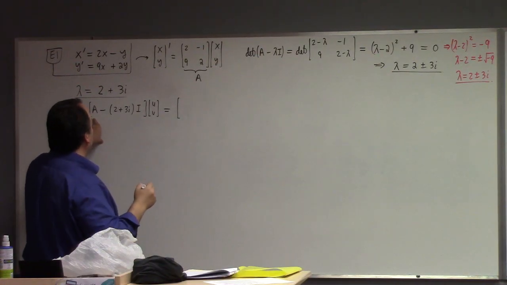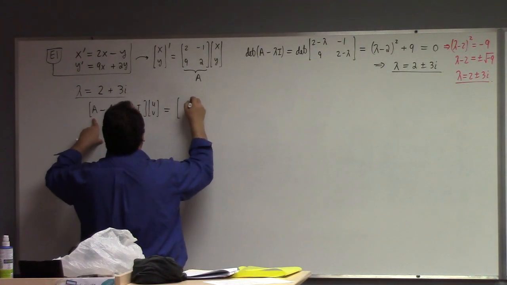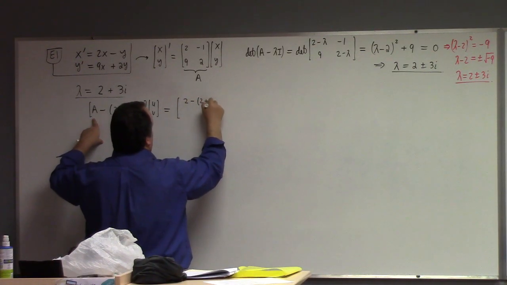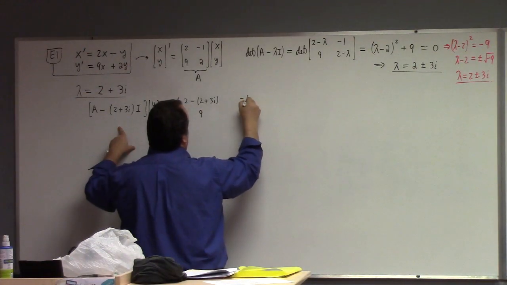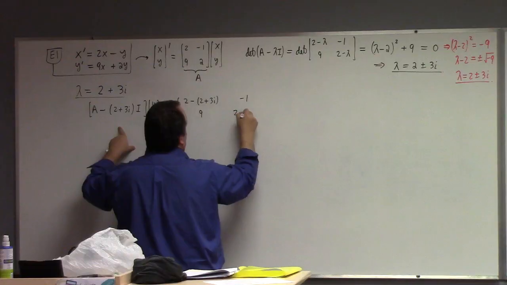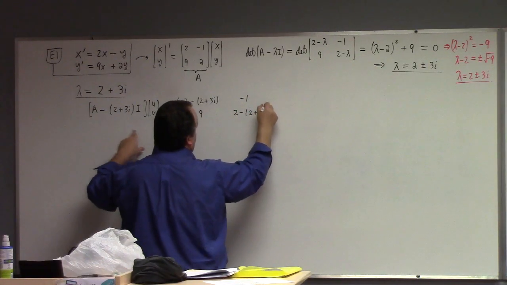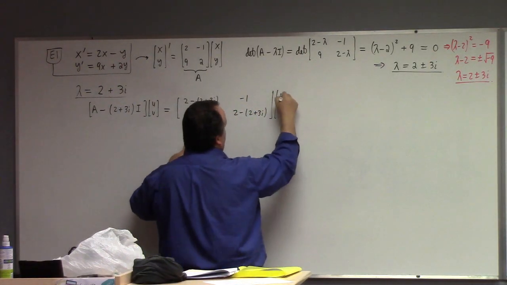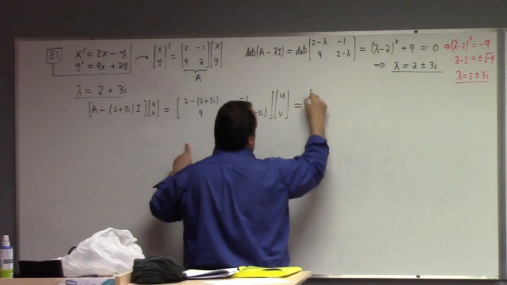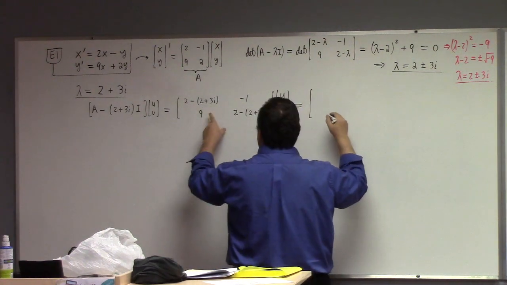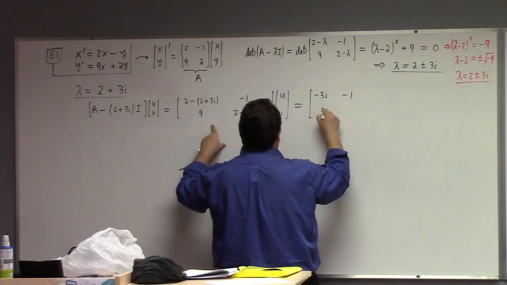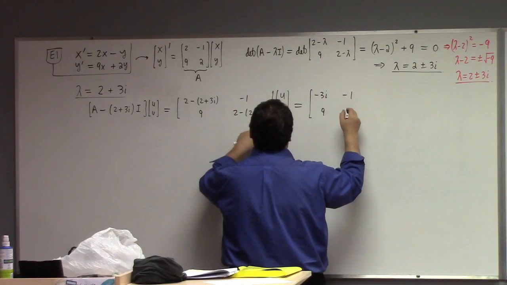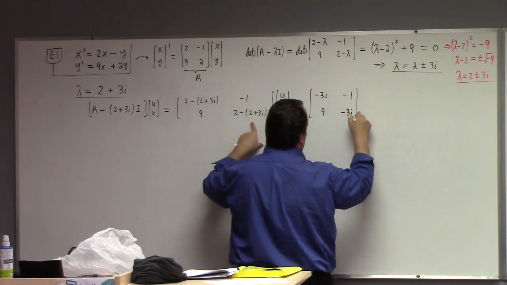So I'm subtracting: 2 minus (2 plus 3i), it gets subtracted from the first one. I got a 9 down here, I got a minus 1 up here, and again I've got a 2 minus (2 plus 3i). All right? So we can clean that up. The 2's cancel. We get minus 3i, minus 1, 9, and minus 3i down here.